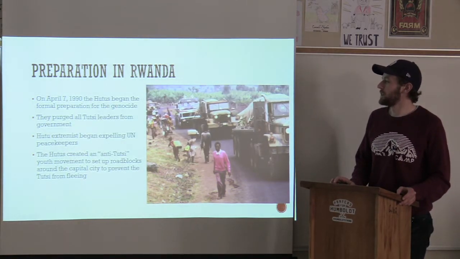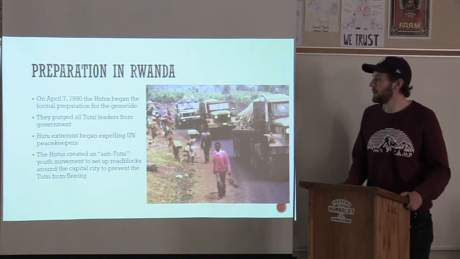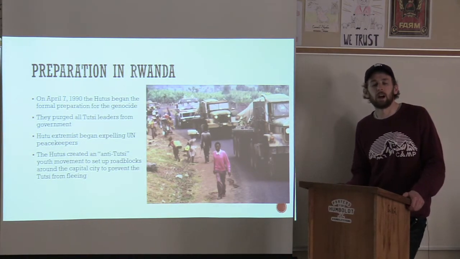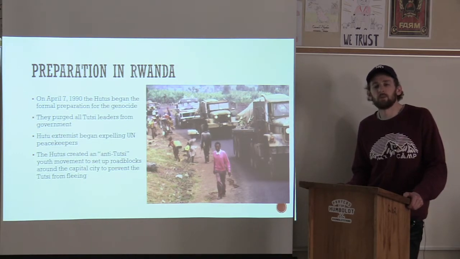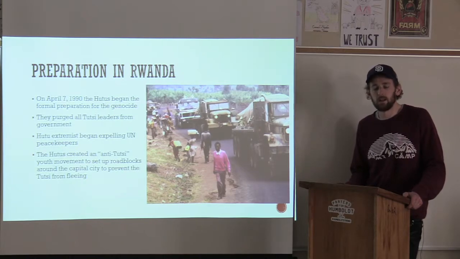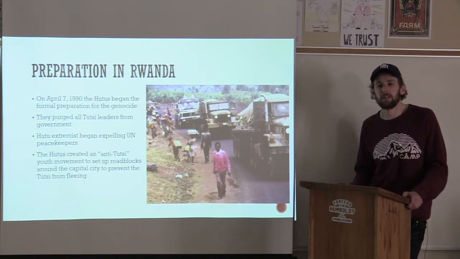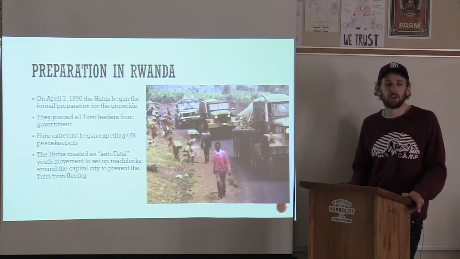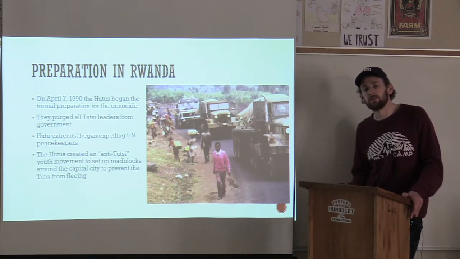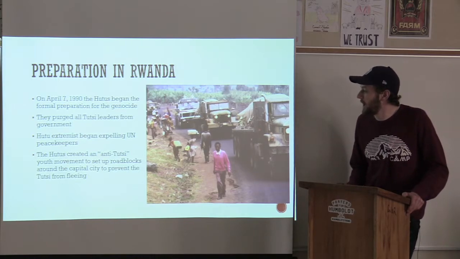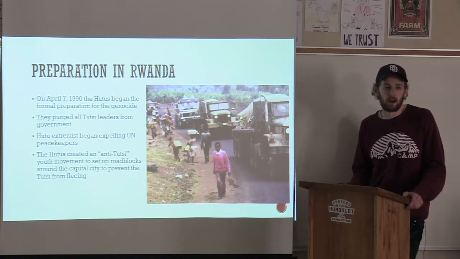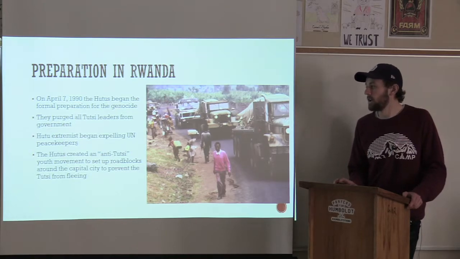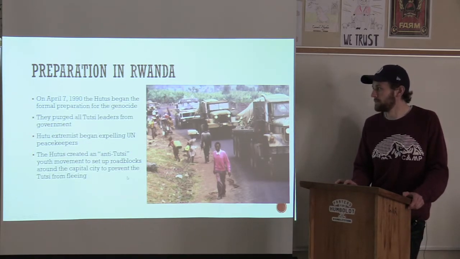In Rwanda, this starts in 1990 on April 7th, and this is when the government begins to purge all Tutsi government officials, so they're removed from power. The Hutus began to kick out UN peacekeepers who were there to try to prevent the genocide from happening. We'll get into when they were invited in, but they were invited in much earlier than when the genocide started. The UN peacekeepers are actually present for the majority of the genocide and can't really do too much. The Hutus create an anti-Tutsi movement, a youth movement specifically, that essentially blocks Tutsis from fleeing the country. They'd also begin to arm their militias with machetes.